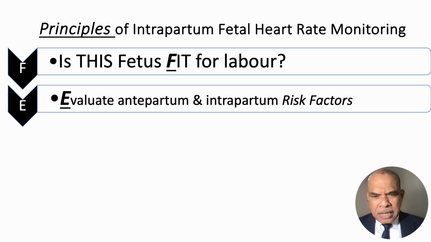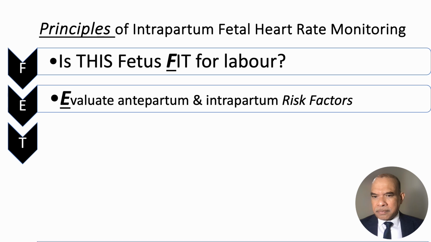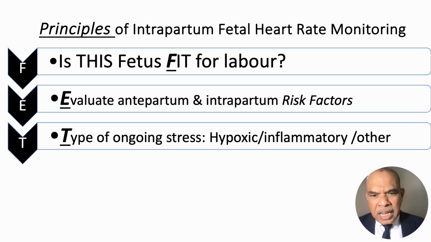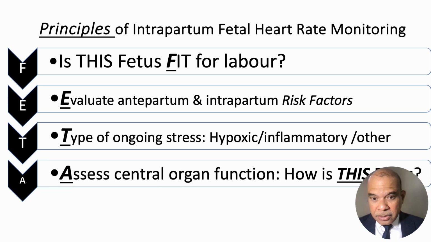Evaluate the antepartum and intrapartum risk factors, because if the woman is coming with ruptured membranes, there is chorioamnionitis until proven otherwise. Otherwise, why would membranes rupture without pressure? And therefore that risk is going to operate during labor. Then you have the type of ongoing stress. Is it hypoxic? Are there decelerations? Is it inflammatory, or is it something else?